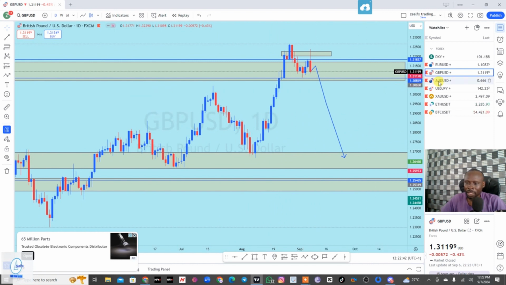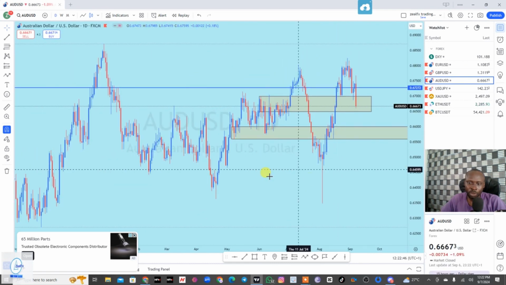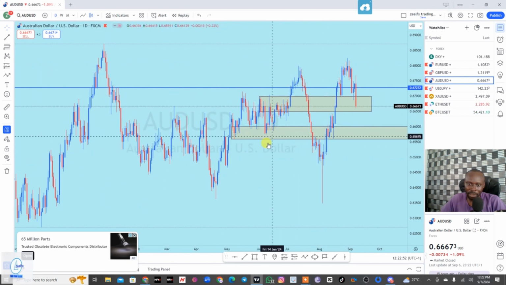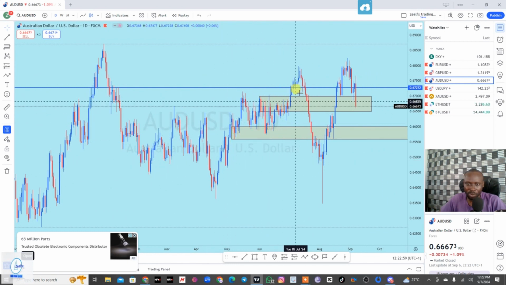So the next one we're looking at for now is the Australia USD. You can see Australia USD was in sideways movement. You can see that we have a sideways movement on the Australia USD for some period of time now. You can see we have the inner structure movement here on the Australia USD, which is a lower low, higher low, higher low, higher low, higher low. This was the previous uptrend movement.